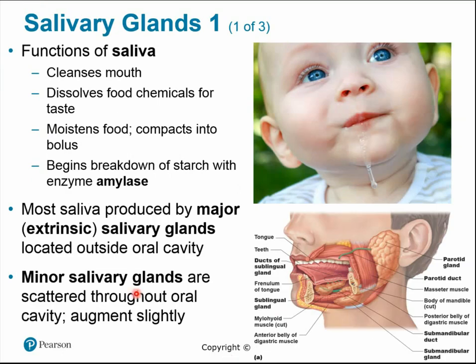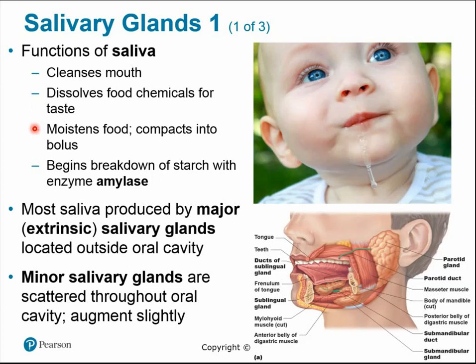Here we're looking at the salivary glands. The function of saliva is to clean the mouth, keep it moist, help dissolve food chemicals for taste, moisten the food, and compact it into that bolus shape. And then chemical digestion is actually going to begin in the saliva.